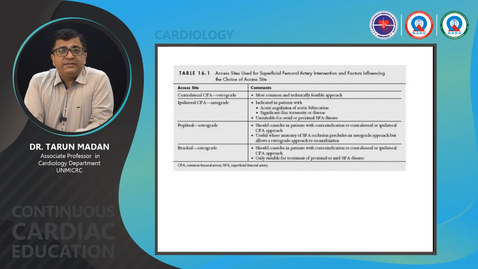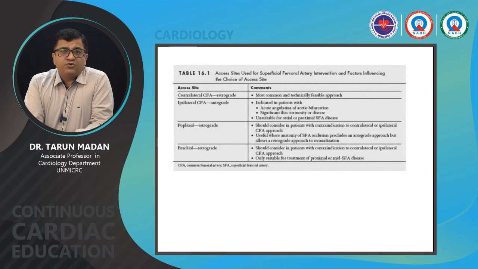Ipsilateral common femoral anterograde access is indicated in patients in which there is an acute angulation of the aortic bifurcation, or significant iliac artery tortuosity or disease. As I have already discussed, ipsilateral anterograde access is unsuitable for ostial or proximal SFA disease. So the proximal SFA has to be patent for ipsilateral anterograde access.